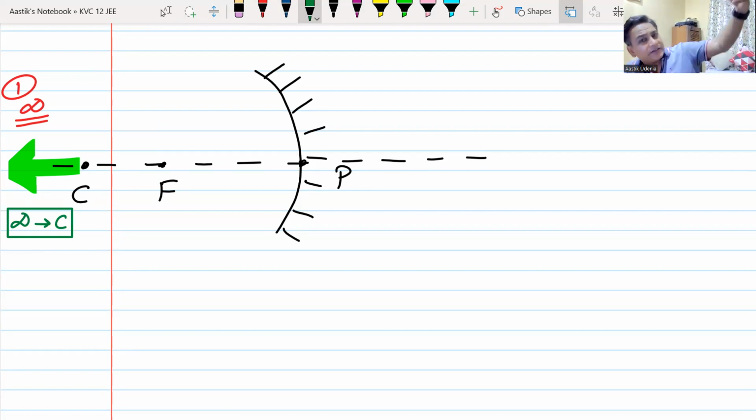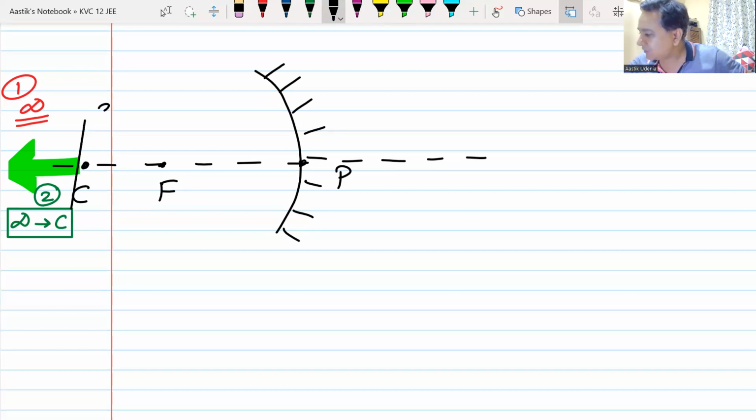So basically the first position is that the object is very far, and now slowly we are moving towards the mirror. The first position is infinity. Now I am moving closer, so this becomes my second position, between C and infinity. What is my third position? Between C and F? No. My third position is at C.